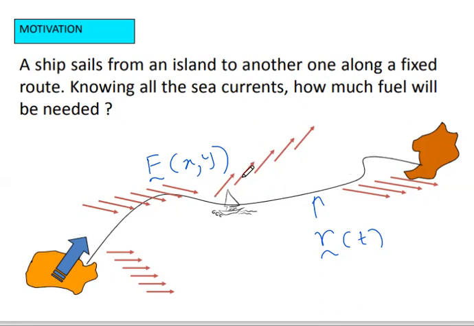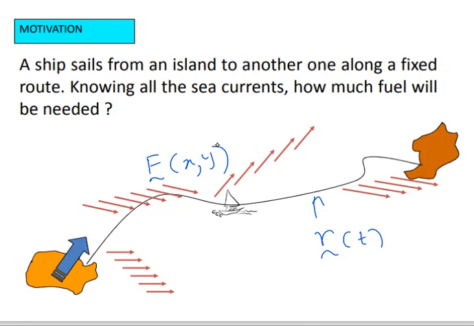Let's assume we know the current vector field of this ocean, so we know the flow of the ocean. When you travel from here to there, how much fuel will you need? You can compute how much fuel you need to travel from this island to that island along this path under this sea current. This is the sea current. It is known.